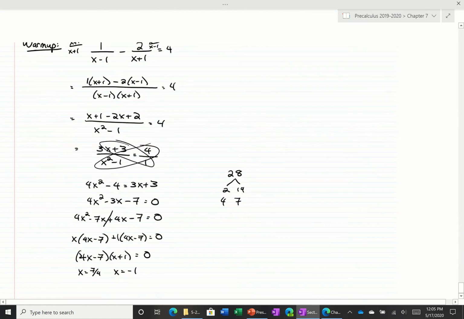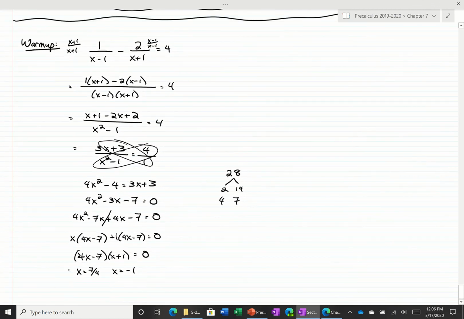Just want to double check, make sure that you can't have any extraneous answers. This is a review of algebra. And you can't have negative 1, that would make a denominator be 0. So the only answer for this would be 7/4. Alright.